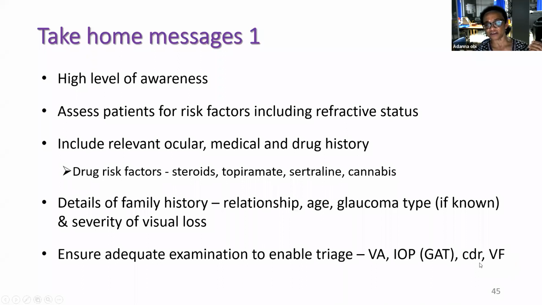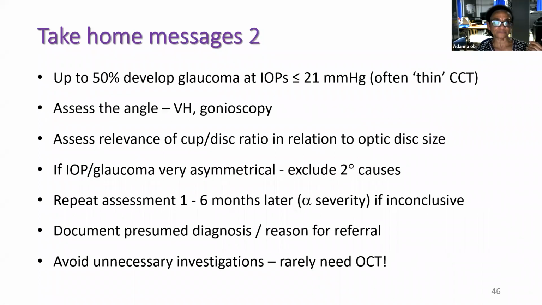And if the visual field's inconclusive and all these things aren't very worrying either, do consider doing the visual field again, because quite often people just can't get the hang of the visual field, and that's why it only looks abnormal. Bear in mind that up to 50% of people can develop glaucoma at IOPs less than 21, okay? They will often have a thin cornea, which you wouldn't know about until you measure it, but don't assume because they're not above 21 that they can't have glaucoma.